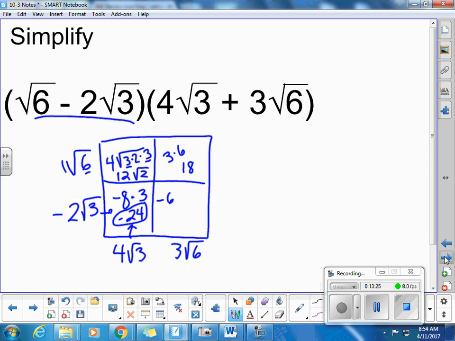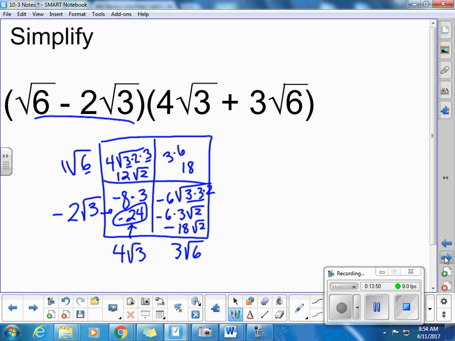Square root of 3 times the square root of 6. This is, again, the square root of 3. I'm going to break my 6 up into 3 times 2. So that's square root of 3 times square root of 6. I have a pair of 3's inside, so 1 will come out. So I have negative 6 times 3, and then square root of 2, which is negative 18 square root of 2. Now we have to combine our like terms.